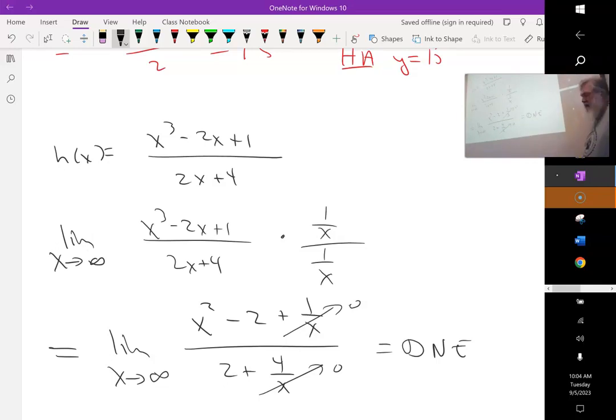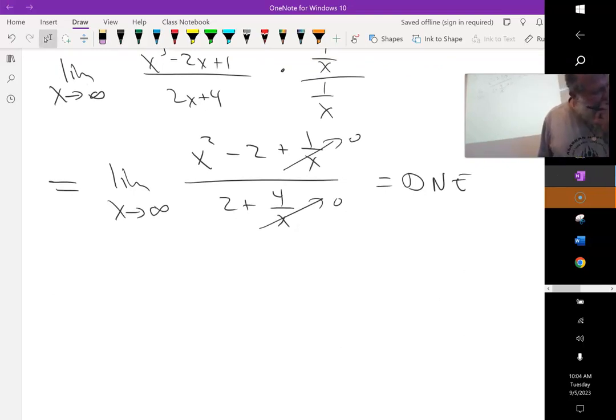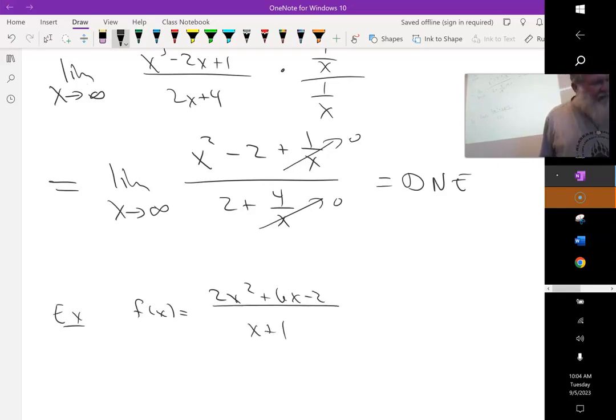Or we, actually, we'll skip that one. Okay, next part. Let's look at this one. F of x equals 2x squared plus 6x minus 2 over x plus 1. Look at the degree of the numerator and the denominator. First off, you should recognize it's what? A rational function. Then you look at the degrees in the numerator and denominator.